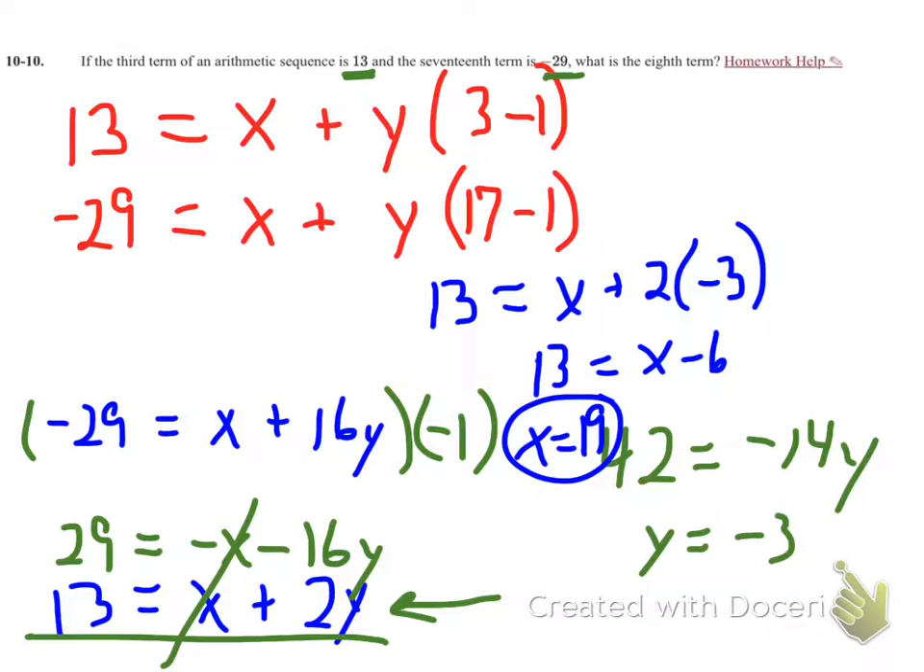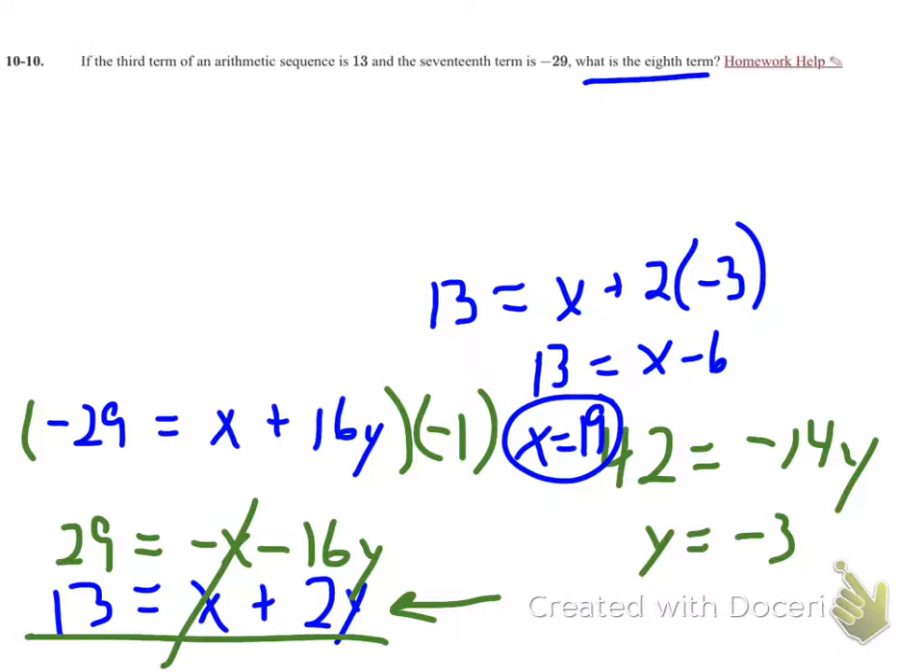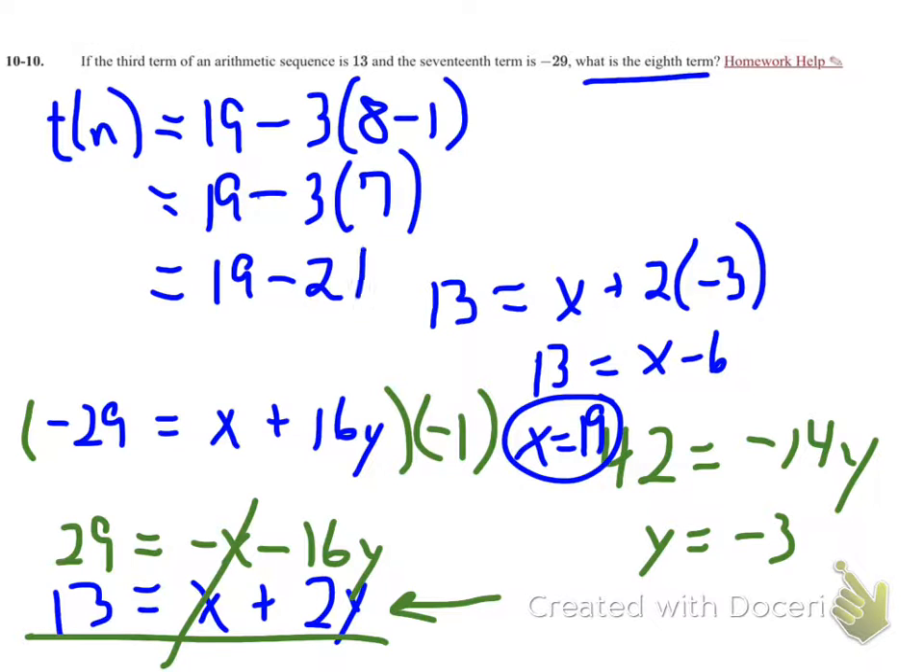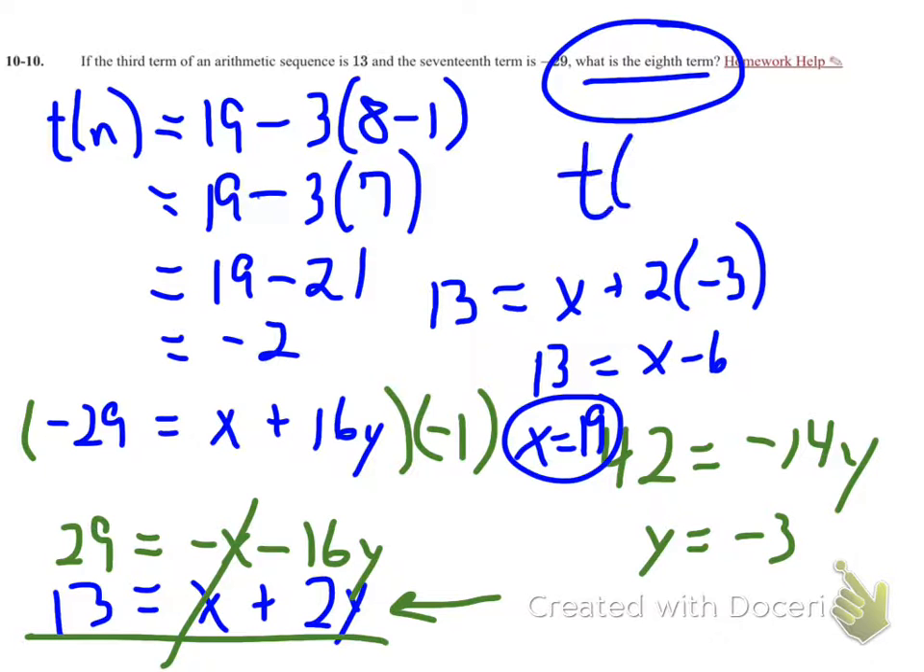Using that information, I can now figure out the eighth term. So the eighth term then is going to be 19 plus 3 times 8 minus 1. So that's going to be 19 plus 3 times 7. Oh, I'm sorry, this should be minus 3, because it's a negative 3. So that should be 19 minus 21, which will be a negative 2. So the eighth term, t of 8, equals negative 2.